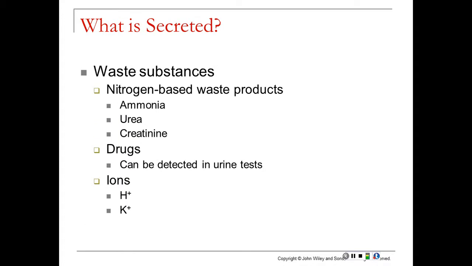So what is generally secreted? In other words, what makes it all the way through this nephron structure and eventually to the bladder? These are our nitrogen-based wastes like ammonia, urea, creatinine. These are drugs. Of course, that's how drugs can be detected in urine tests. They're filtered out through our kidneys. Some ions like hydrogen and potassium are also excreted because hydrogen and potassium play a role in our acid-base balance in our body.